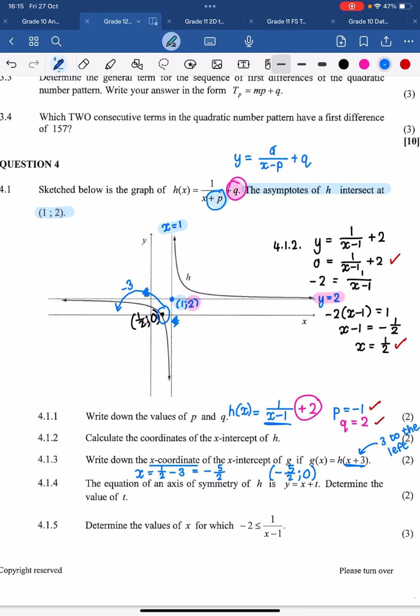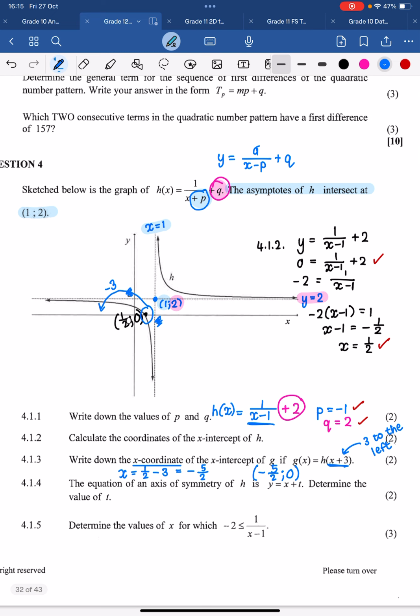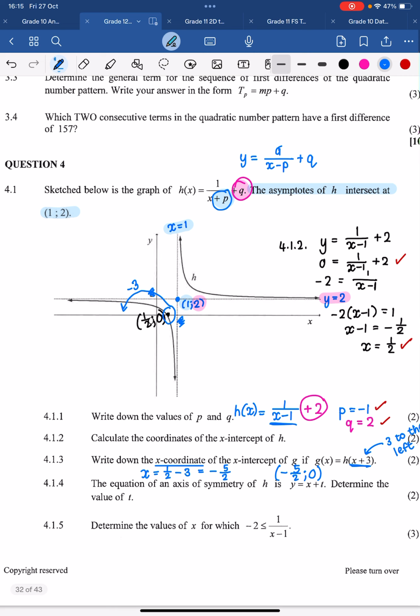All right, 4.1.4, the next question. Sorry, you can't see the numbering system there. It's 4.1.4. The equation of an axis of symmetry of h is y equals x plus t. Determine the value of t.